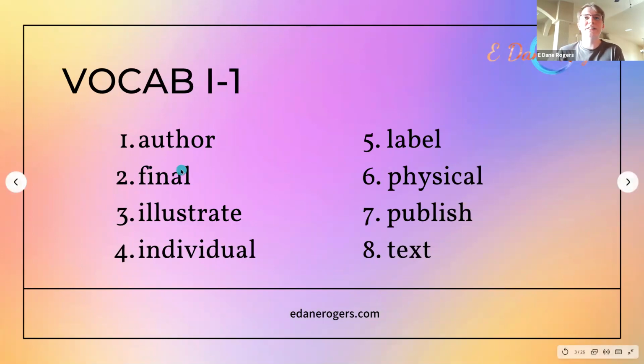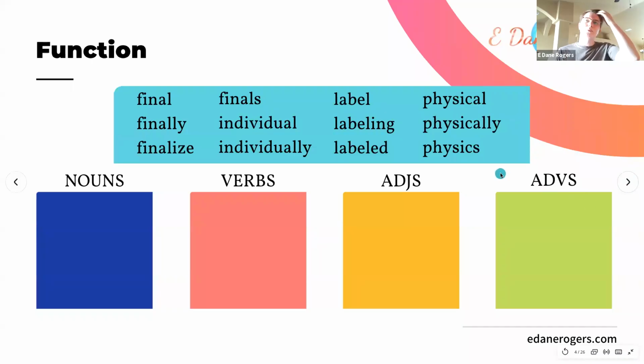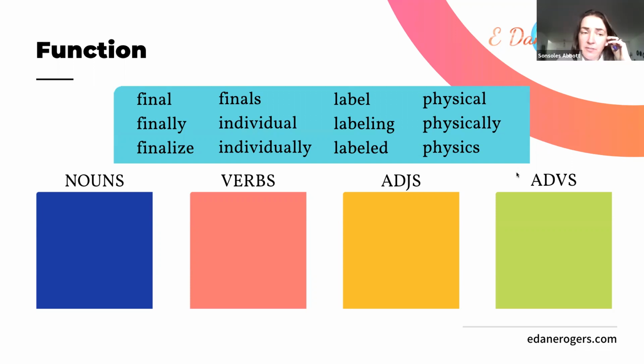Are there any words in this list that you are not familiar with? No. No, very good. Well, we're going to start by using their functions to shift between parts of speech, from nouns to verbs, to adjectives, and to adverbs, and to see how comfortable you are identifying a word's part of speech. So let's start with final. Which part of speech is that? I will say it's a noun.